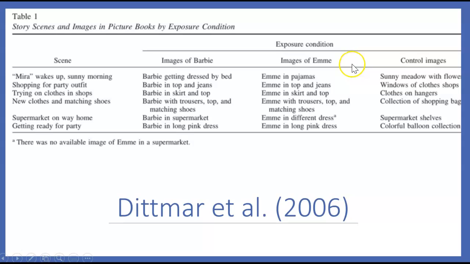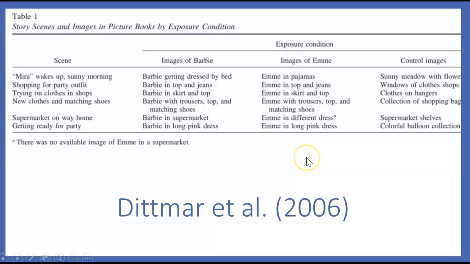So you have images of the Emmy doll in the storybook, and then you had control images. And I pulled this image so that you would be able to see what they mean by images. So you have a picture in the storybook of Barbie getting dressed. Barbie in a top and jeans, Barbie in a skirt and top, Barbie in trousers, top and shoes, Barbie in the supermarket, Barbie in a long pink dress. Then you have Emmy in pajamas, Emmy in a top and jeans, skirt and top, trousers, top and shoes, Emmy in a different dress, Emmy in a long pink dress, and so on. The control images did not include pictures of women.